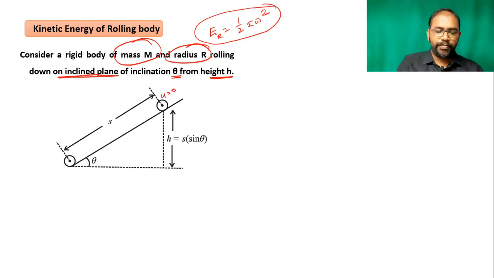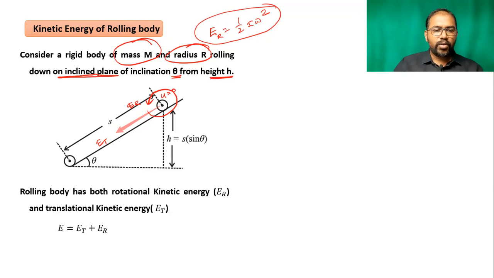We release this body. So when this body is coming down, it is moving in straight line motion. It means that this body has a translational kinetic energy. As well as it is coming down, at that time it is rotating also, so it has a rotational kinetic energy also. So this rolling body has two kinetic energies. First one is translational kinetic energy, meaning straight line kinetic energy, and it is rotating also, so it has a rotational kinetic energy also.